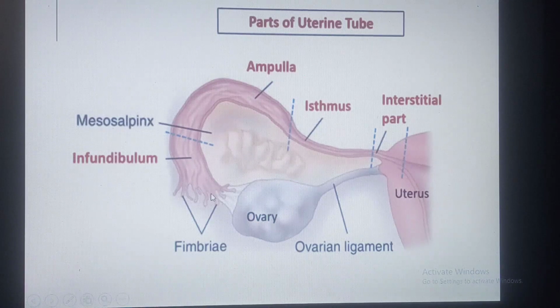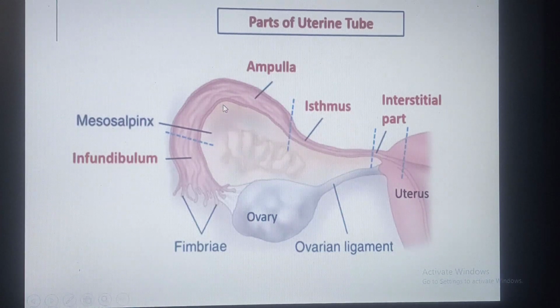Once the fimbriae capture the oocyte, it will travel through peristaltic action, the muscular contractions of the uterine tube, as well as ciliary action. There will be cilia in the epithelial lining of the fallopian tube. I will actually show you the epithelial lining. There will be cilia beating towards the uterine area. In this area we have a lot of cilia beating in the direction of the uterus.